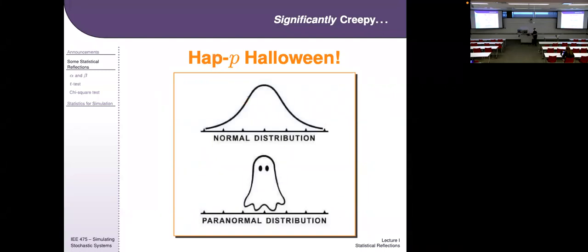As I may have been hinting in some of my previous examples, I actually think that Halloween is a really nice context for thinking about hypothesis testing.